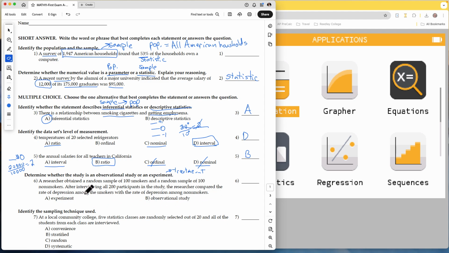Okay. Was there any treatment? Did he force these 100 here to smoke and then force these 100 here to non-smoke? No, they were chosen because they self-identified as either smokers or non-smokers. This is not an experiment. There is no treatment. It is an observational study.